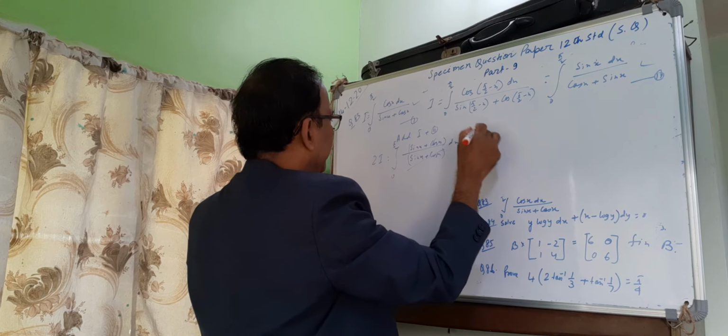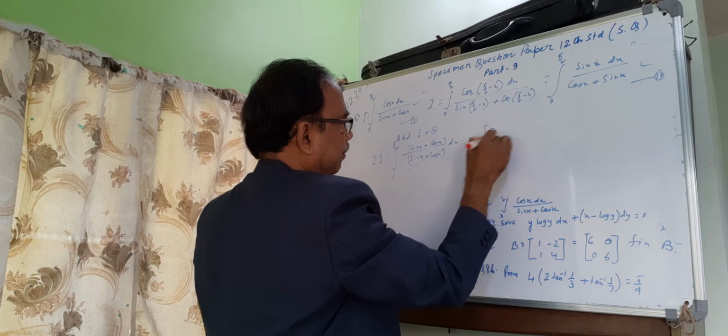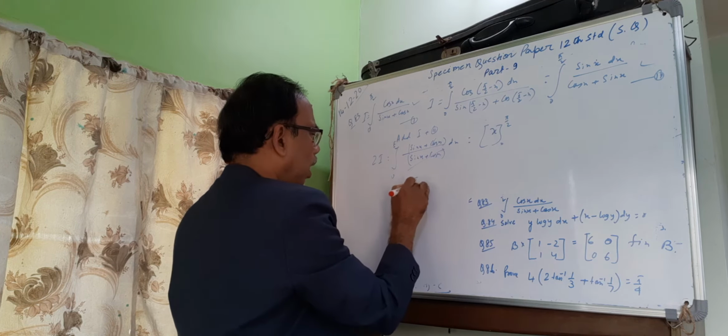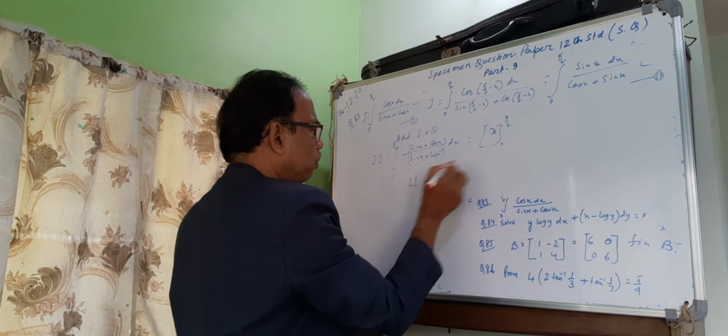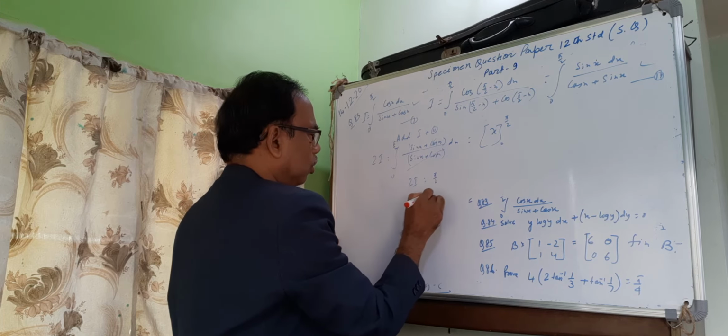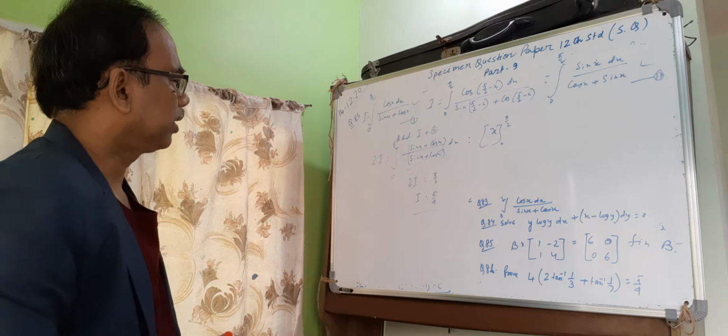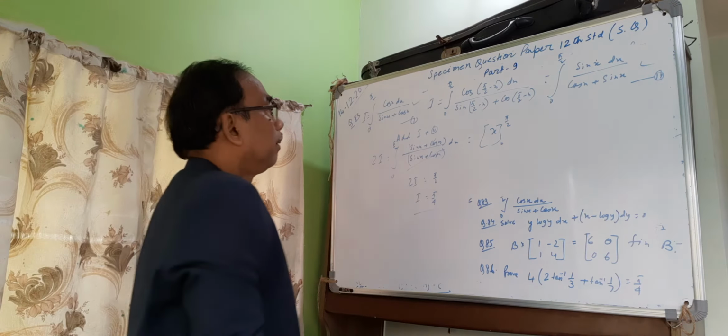Dx, this integration is x, from 0 to pi by 2. Then 2I equals pi by 2 minus 0, then I equals pi by 4. So the value of this integration is pi by 4. Hence proved.